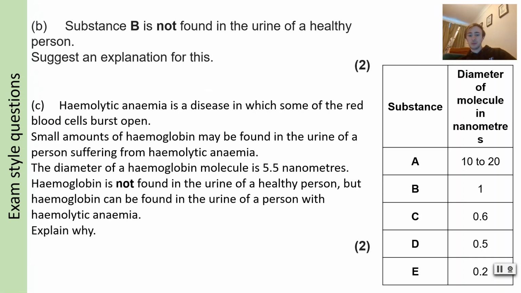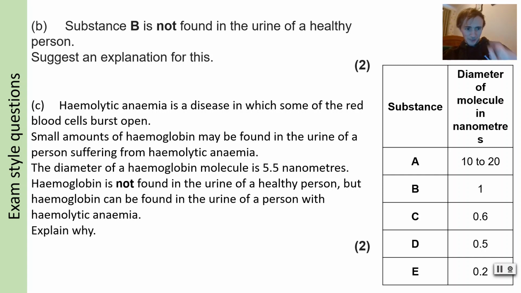The second half of the question, 4 marks there. Pause me again, have a go. Right, so substance B is not found in the urine of a healthy person. It's just an explanation for this. Well, because it's going to be reabsorbed by active transport into the blood. So it could be something like glucose, it could be a leftover mineral ion. It's going to be reabsorbed back into the blood by active transport.